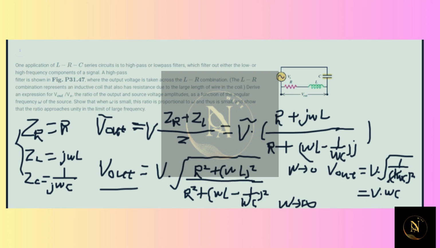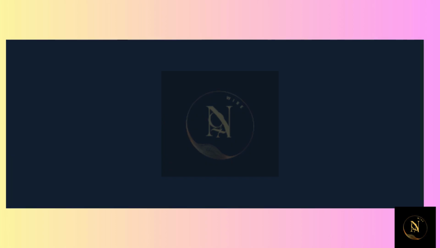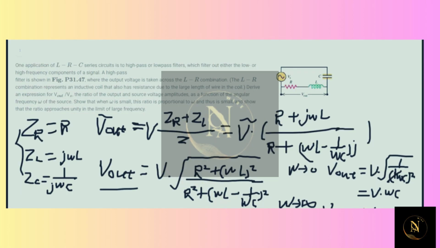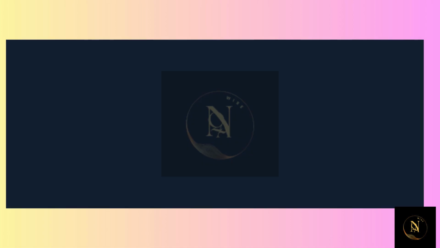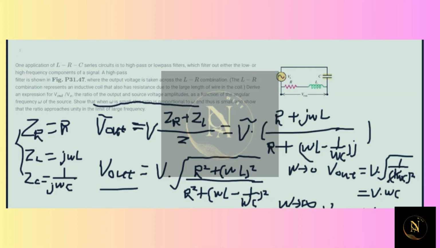But when omega goes to infinity, in the numerator omega L dominates, and in the denominator omega L also dominates. So V out is simply equal to V. Coming back to the question, we proved that when omega is small, the ratio is proportional to omega, and when omega is large, the ratio is close to unity. Both are correct. So that's it.